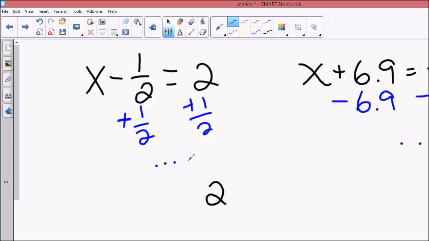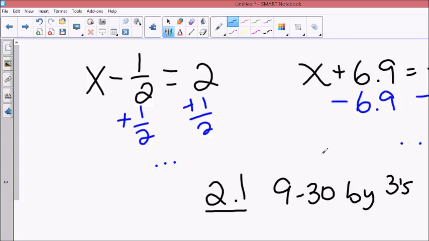So at the end of section 2.1, I would like you to do the following problems. Do 9 to 30, counting by threes, and then if you flip the page, see what you can get done with 74, 76, and 78.